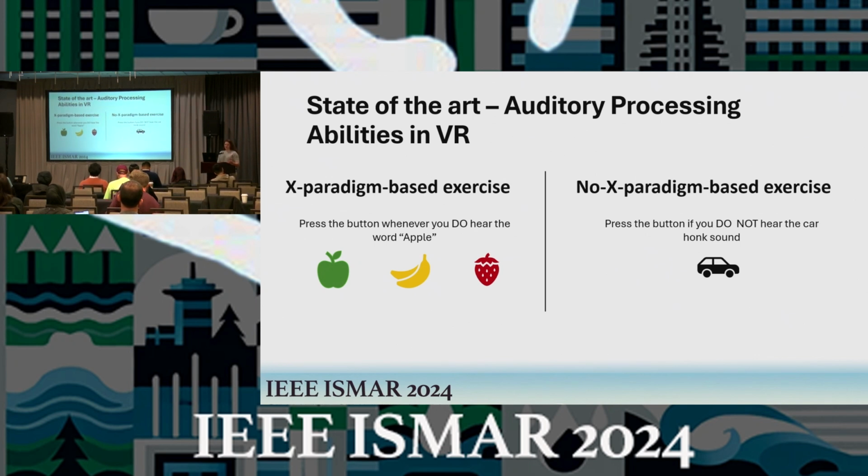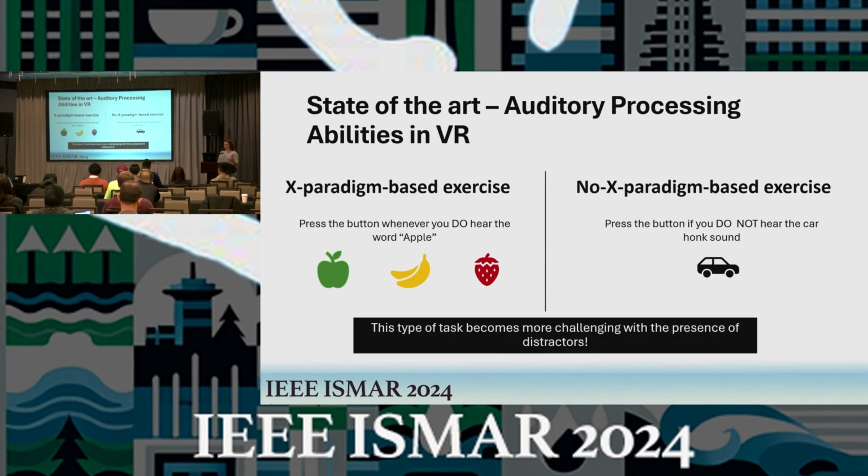So we can have an X paradigm-based exercise, which is the one that I have here on the left. So you take an action when you hear something or when you see something. Here is one simple example. You press the button whenever you hear the word apple. So if the word apple is something that you hear or see, then you press the button. And you have, in contrast, no-X paradigm-based exercises where you press the button if you don't hear anything or if you don't see anything. And in both tasks, you're going to have distractors, and they will make this task much more challenging.